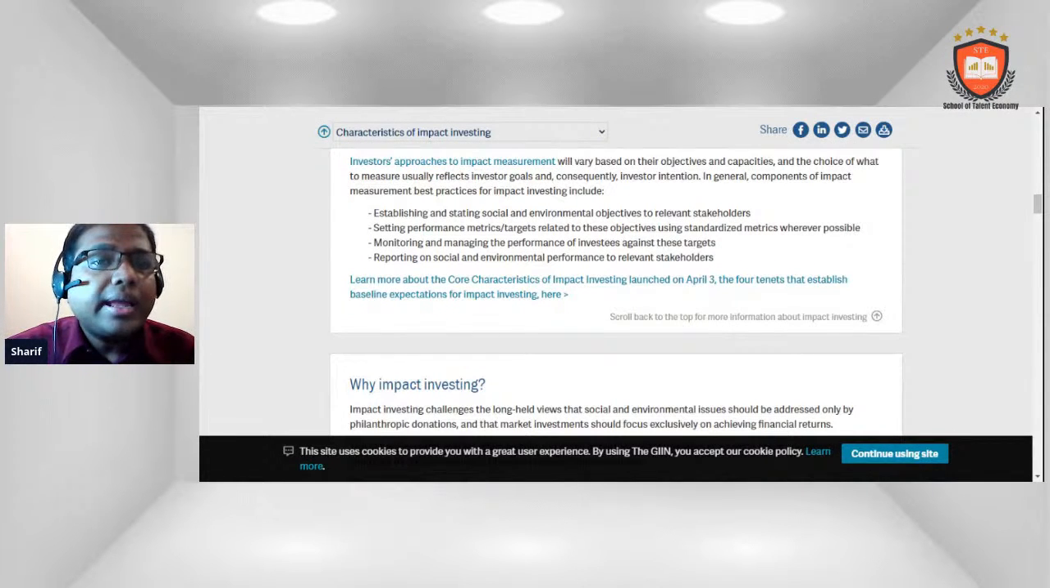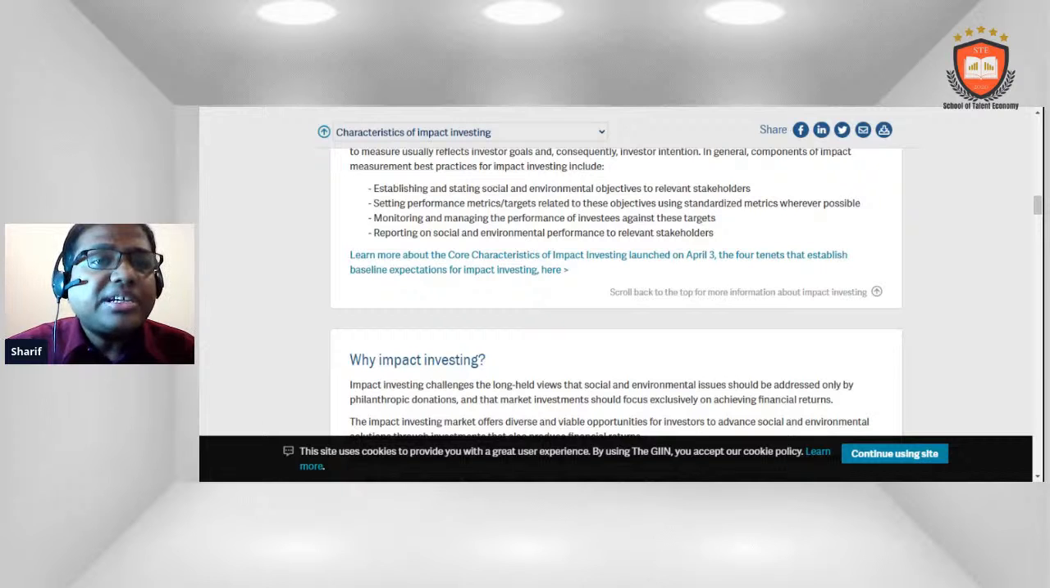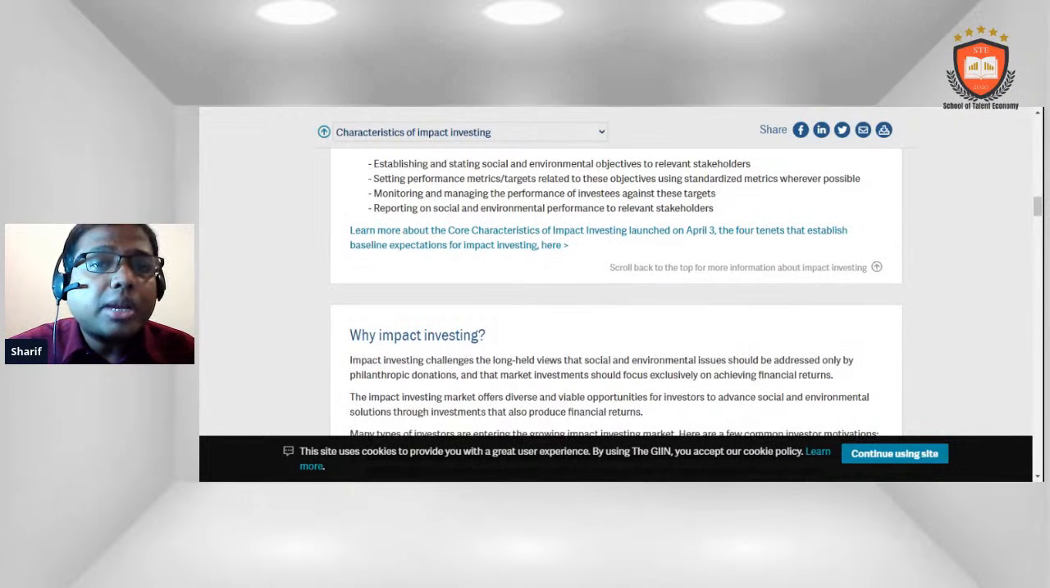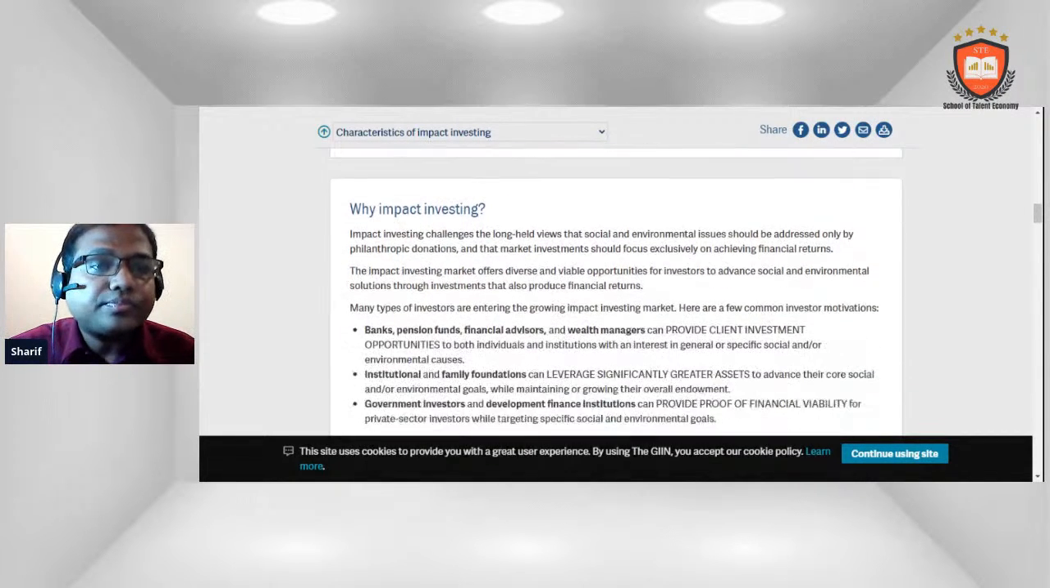Best practices for impact measurement include establishing and stating social and environmental objectives to relevant stakeholders, setting performance metrics and targets related to those objectives using standardized metrics wherever possible, monitoring and measuring the performance of investments against these targets, and reporting on the social and environmental performance to relevant stakeholders.